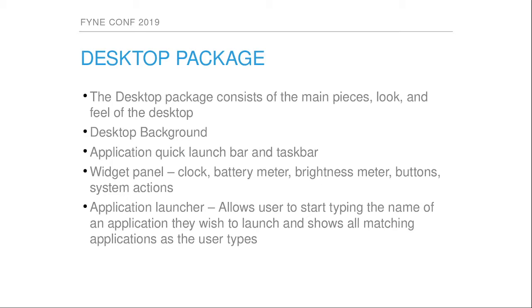The desktop package is your main piece of the look and feel of the desktop. It's your desktop background, it's your application bar and taskbar, the widget panel, which consists of a clock and a battery meter, brightness, buttons, system actions, that kind of thing, and the application launcher, which allows you to start typing the name of an application you wish to open, and it'll auto-complete it and show you matches and allow you to open it. We'll get into all of those features a little later.